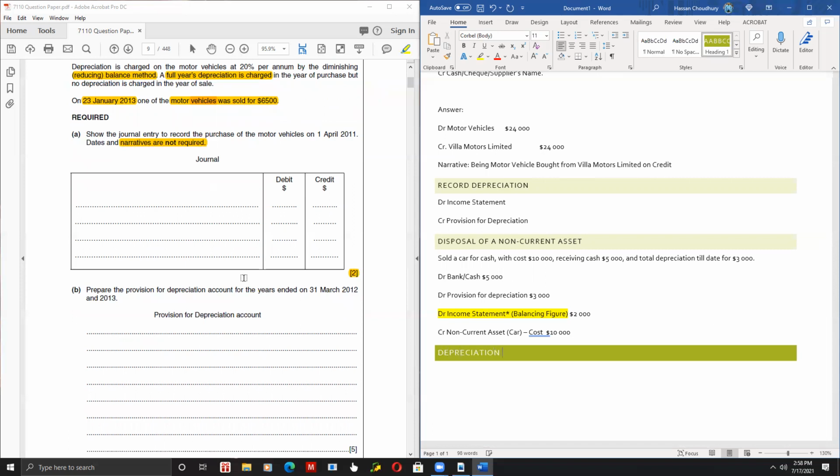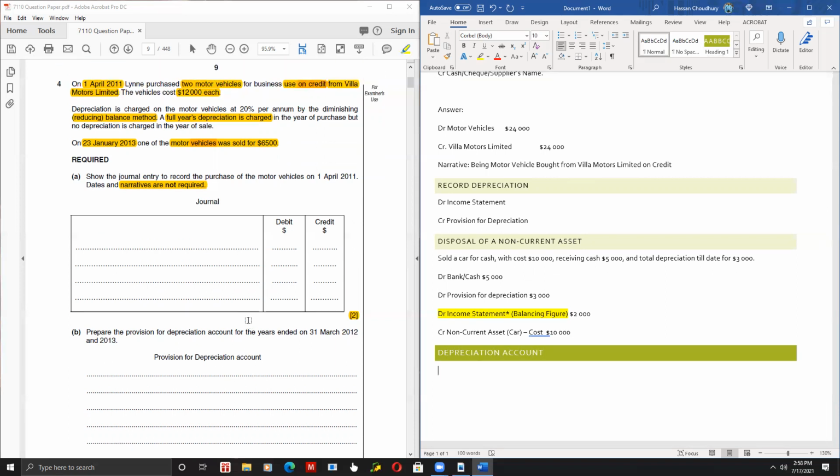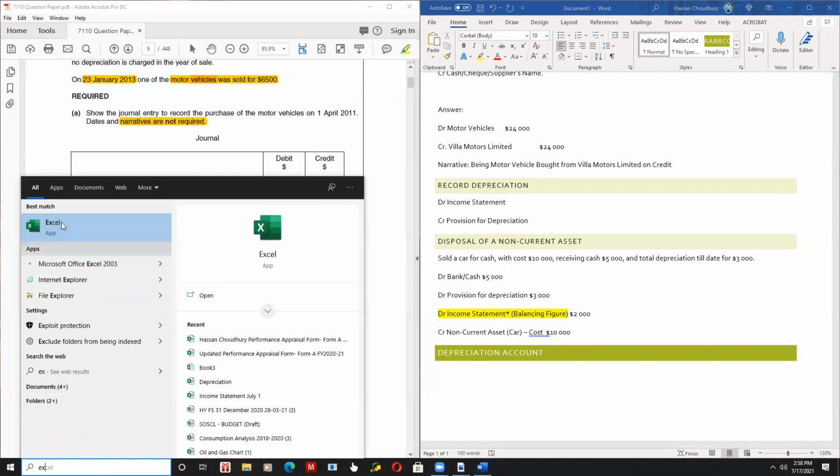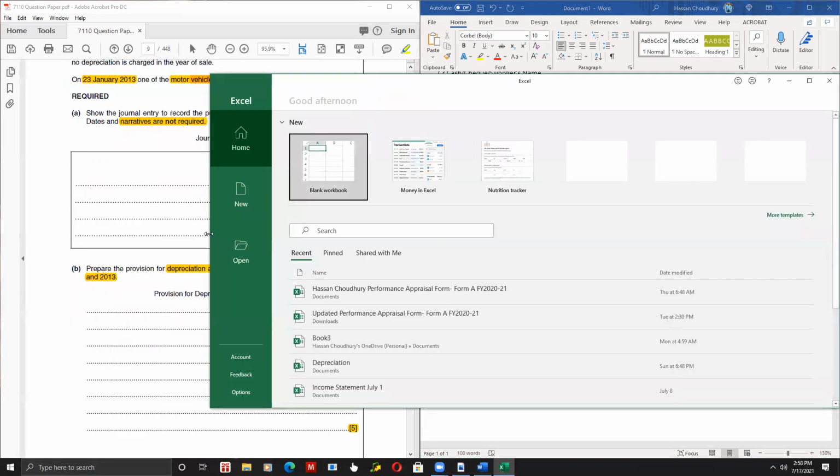So depreciation account. Now, I'm just going to stick to the question here. I'm just going to show you guys the question. Prepare the provision for depreciation account for the years 31st March 2012 and 2013, and you've got 5 marks for this. Okay, so let's open up our Excel sheet here.